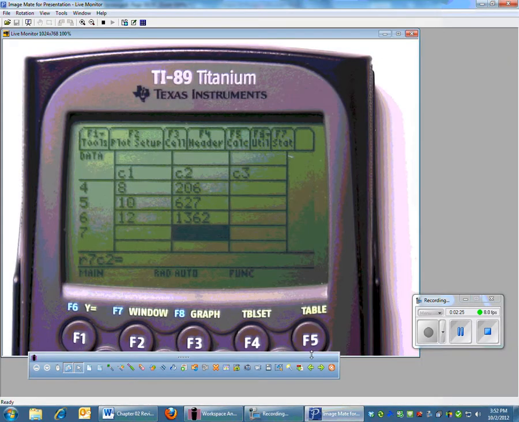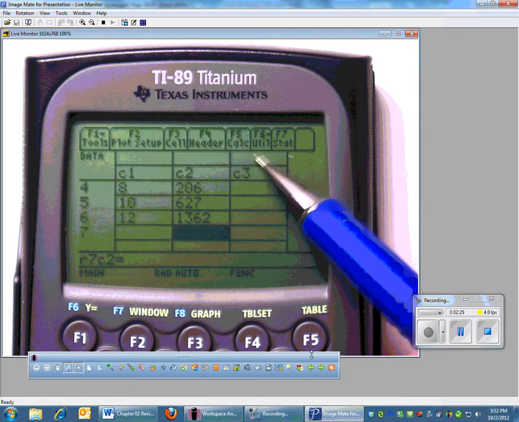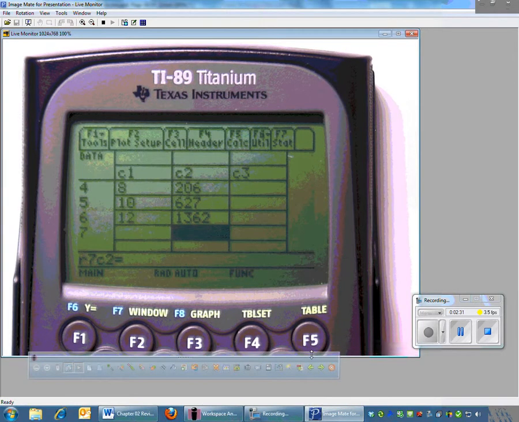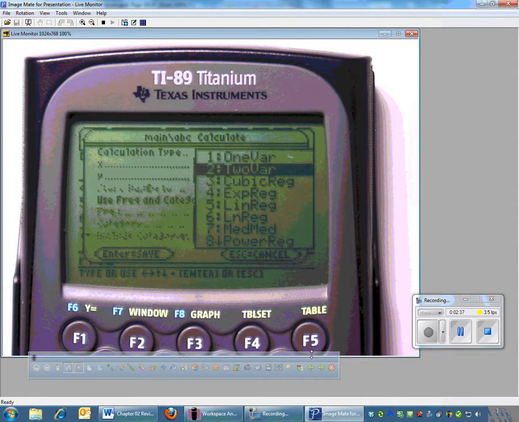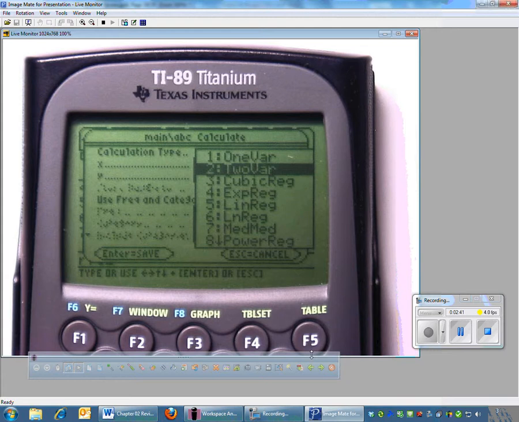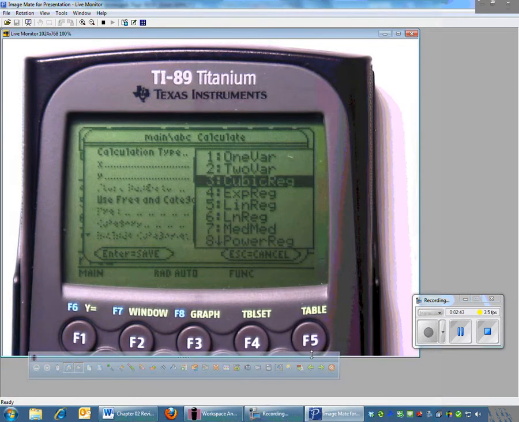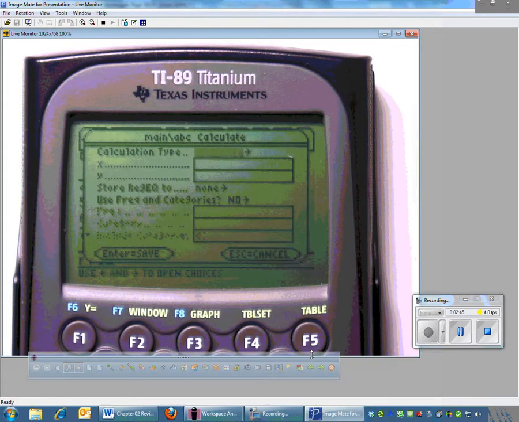So I'm going to go straight to the regression, and to do that, you select F5. That's the calc, so F5. And then under this toolbar, you want to pull that open, hit the arrow to the right button, and you go down until you find cubic regression, which for me is number 3. So I'll select cubic regression. Then I have to tell this thing that column 1 is my X's. So I have to toggle the alpha button.